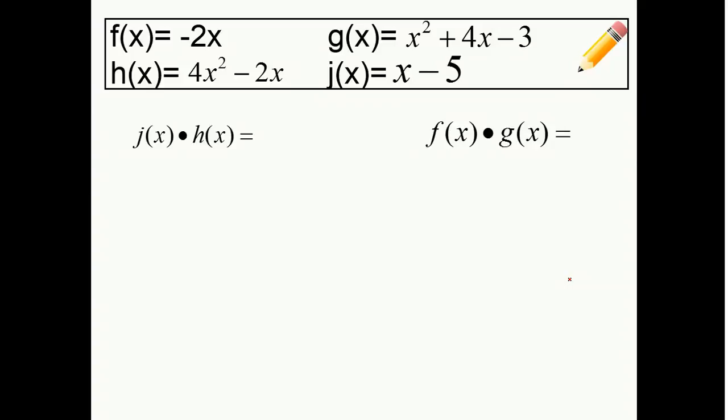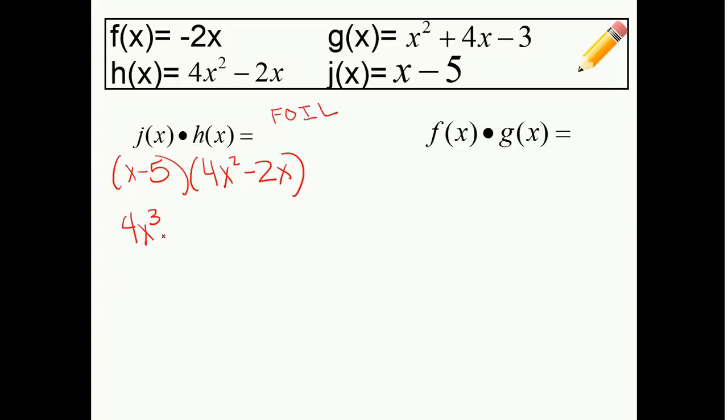Let's take a look at some multiplication. So I have j of x times h of x. So j of x is x minus 5. And h of x is 4x squared minus 2x. Now, you've done these before. We're going to need to FOIL it out. Okay? So, first times first, so x times 4x squared. Remember, how many x's do I have? So right now I have 2 x's and I have 1 more x. So that's 3 x's in all. So 4x cubed, right? When I multiply, don't mess with the coefficients, mess with the exponents.